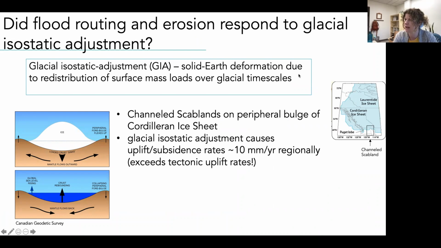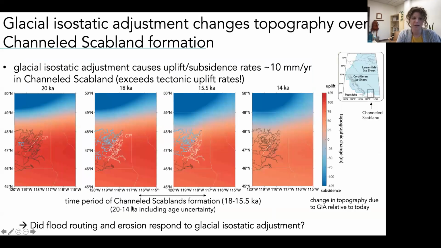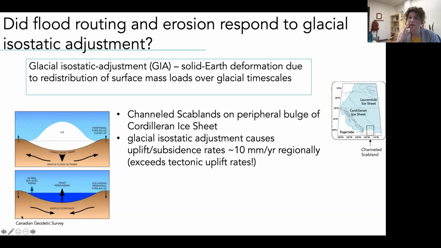The Channeled Scablands are located right at the edge of the Cordilleran ice sheet, by definition, right? It's from a glacial outburst flood. That means the Channeled Scablands sit on the ice sheet's peripheral bulge. That's why that question was important, because where the Channeled Scablands are located means they're going to see some of the higher rates of crustal deformation, because they're in this area between where the crust would be subsiding and where the crust would be uplifting as the peripheral bulge, the transition between being under the weight of the ice sheet and the uplifted part of the crust. Glacial isostatic adjustment causes rates of crustal deformation on the order of 10 millimeters per year, which is regionally much higher than tectonic uplift rates.